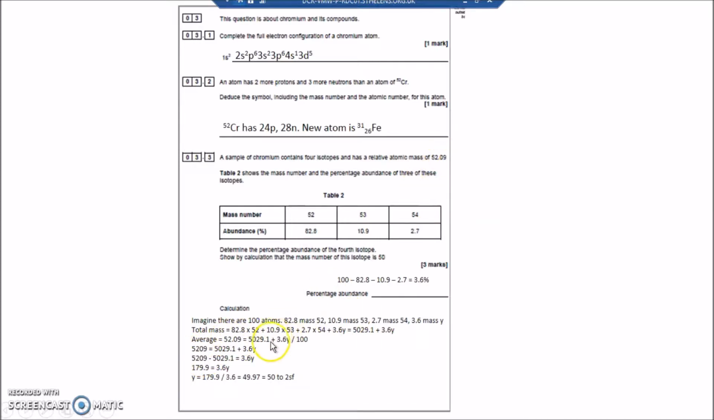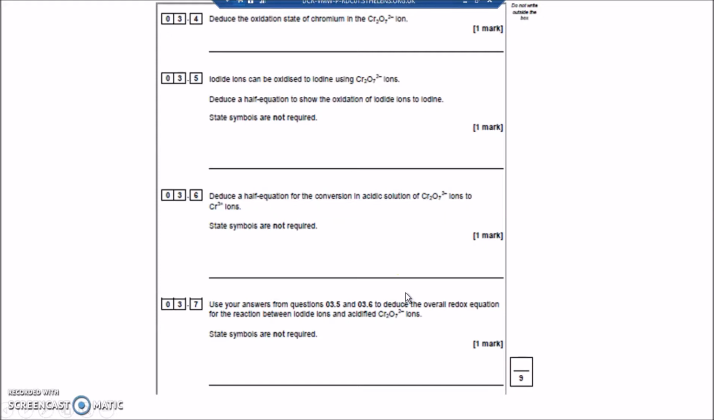52.09 from here. If I multiply both sides by 100, 5209 equals 5029.1 add 3.6y. Subtract 5029.1 from each side, 179.9 equals 3.6y. Divide 179.9 by 3.6, 49.97. So that's the mass number. Now all the other mass numbers are to 2 significant figures, so I'm going to round it up to 50. So my missing mass number is 50.